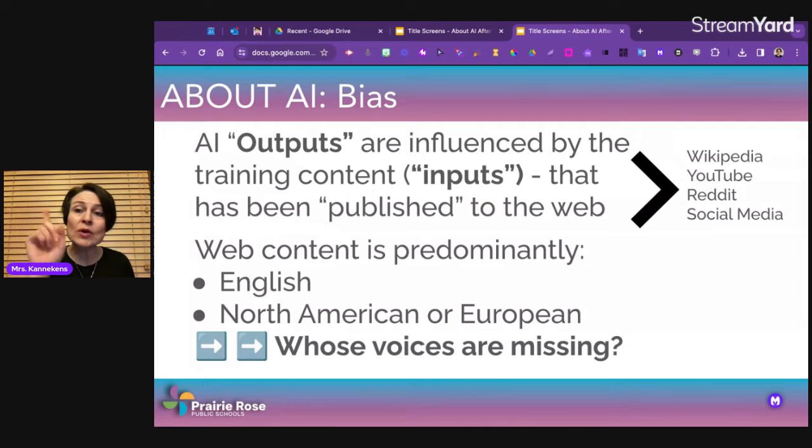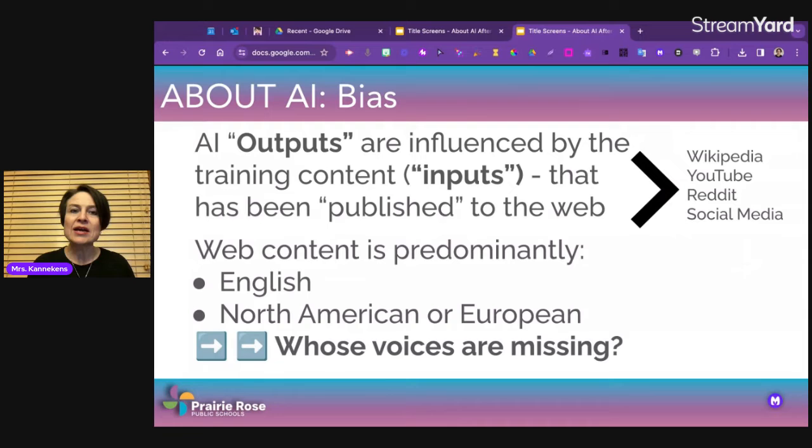Think of things like Wikipedia and YouTube, Reddit, social media. Those are things that people don't need a license to create. Anyone can create a YouTube channel. Anyone can create social media posts. For many of those items, there are things that are fully truthful and factual, but there are also things that are highly opinionated and perhaps even things that are false. The AI can't tell the difference. It takes those all in, and that's going to influence what it gives out.